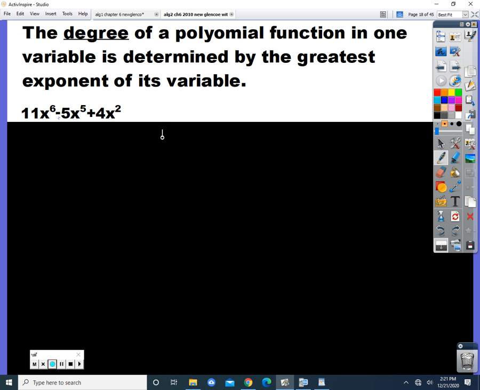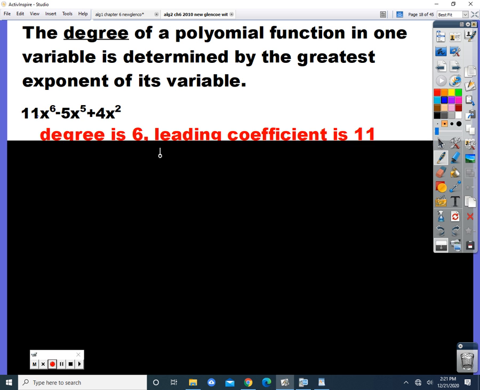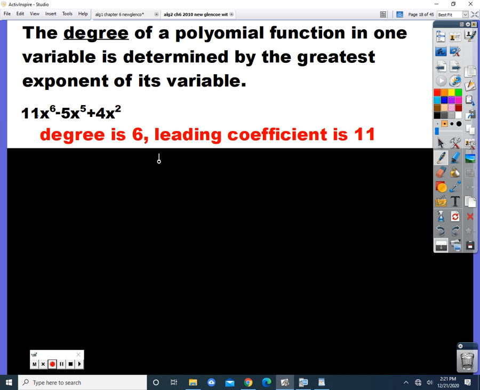I think they ask you another question on those homework. They ask you for the leading coefficient. The leading coefficient would go with the highest exponent, so your leading coefficient is 11. So you would answer that problem just like this. Degree is 6 and leading coefficient is a positive 11.